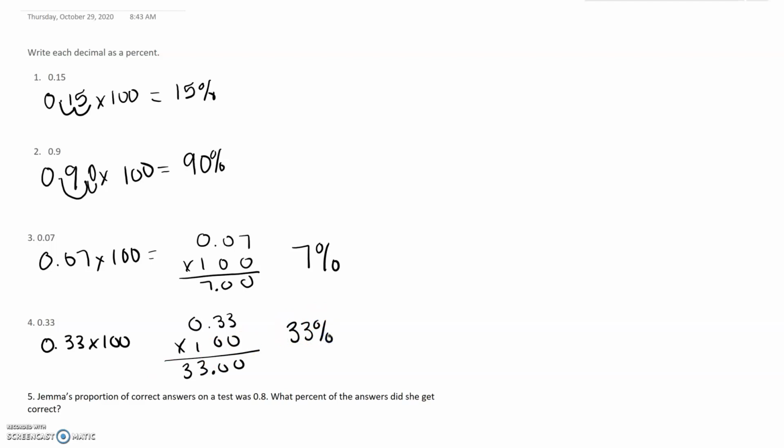Gemma's proportion of correct answers on the test was 0.8. What percent of the answers did she get correct? So if we start with 0.8, multiply it by 100. So multiplying by 100 means I have to move my decimal point to the right 2 places. So 1, 2, I have to put a 0 in. That means it is 80%.